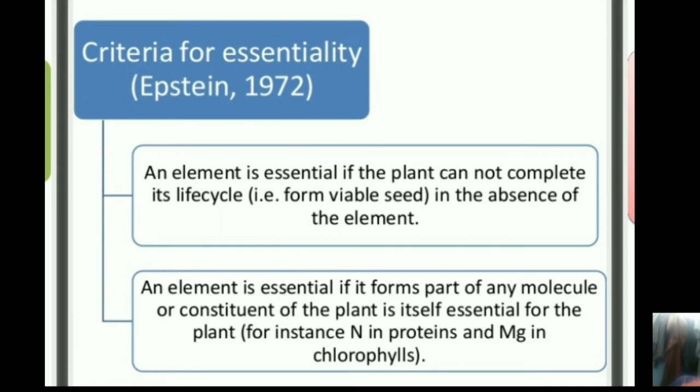Okay, so an element is essential if it forms part of any molecule or constituent of the plant that is itself essential for the plant. For instance, nitrogen in proteins and magnesium in chlorophyll. So some of the elements are in complex forms, present in the molecule itself within the plant. Sometimes it is taken individually from external sources. So this is the essentiality criteria.